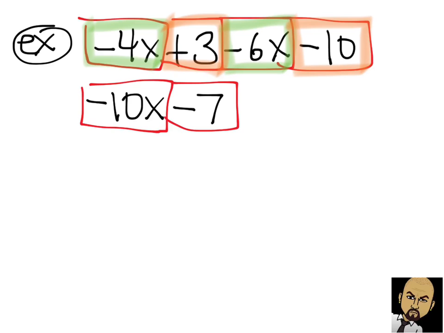Are those like terms? You always want to double check. No, one's a variable term, one's a constant. They're not alike. So your final answer is negative 10x minus 7.